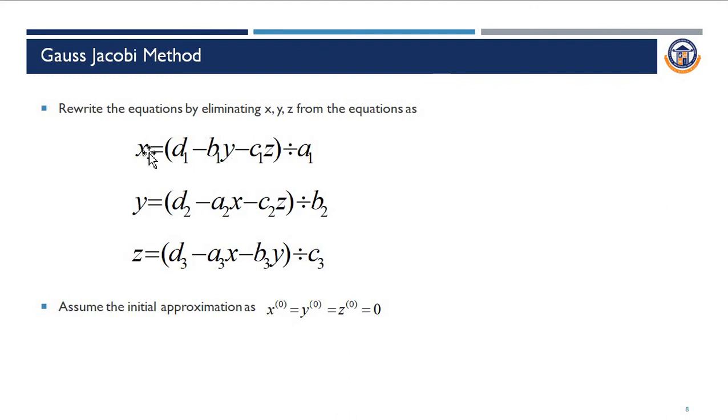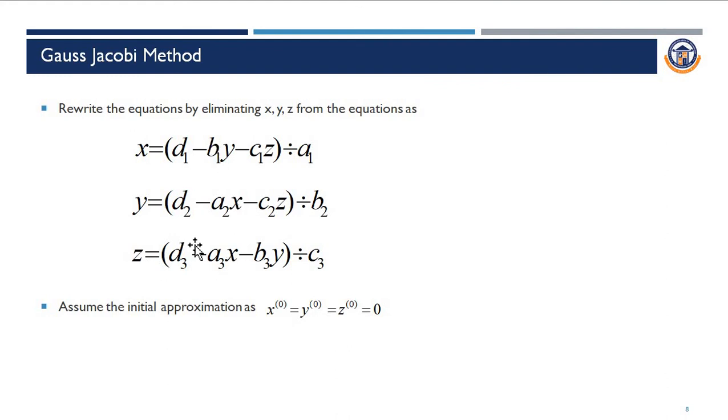I have written that rewritten equation. From the first equation, I keep x as it is, and I have to bring all the terms to the other side. Therefore, this becomes x = (d1 - b1y - c1z) / a1. From the second equation, I have to eliminate y, so it becomes y = (d2 - a2x - c2z) / b2. From the third equation, I can rewrite it as z = (d3 - a3x - b3y) / c3.